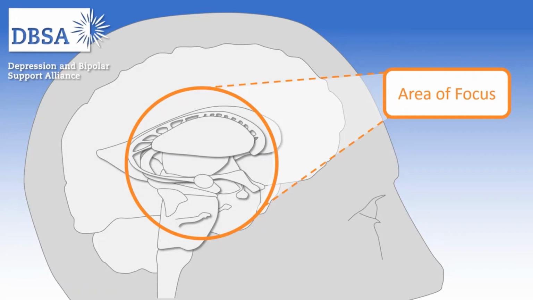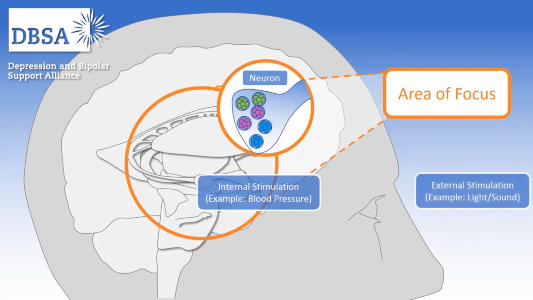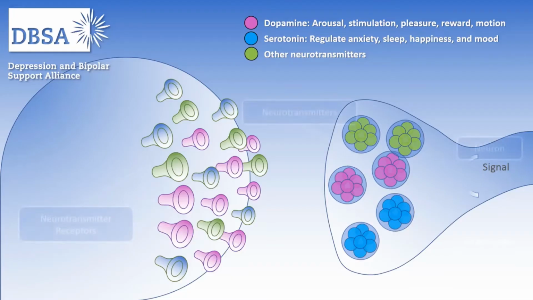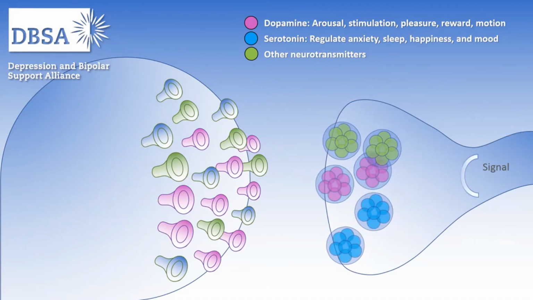Your nervous system is made up of billions of neurons. These neurons are activated through stimulation from your environment. Stimulation can be internal, such as blood pressure, or external, such as light or sound. When activated, neurons send an electrical signal down to the nerve endings and release internal chemicals called neurotransmitters.